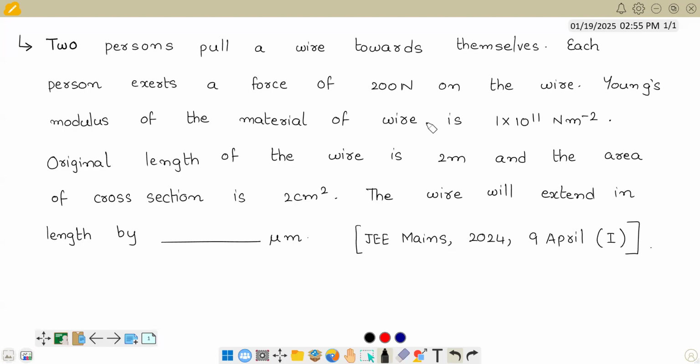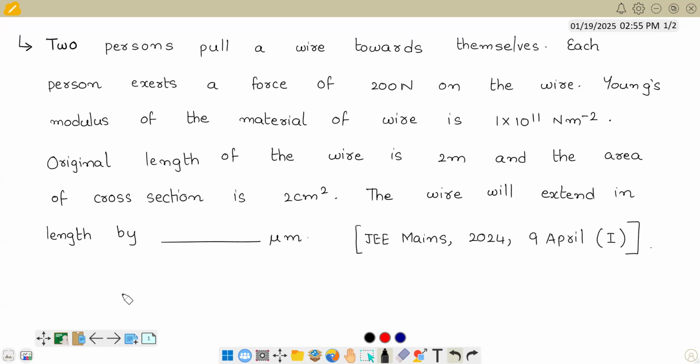Hello students, the question says two persons pull a wire towards themselves. Each person exerts a force of 200 Newton on the wire. Young's modulus of the material of the wire is 1 into 10 power 11 Newton per meter square. Original length of the wire is 2 meter and the area of cross section is 2 centimeter square. The wire will extend by.